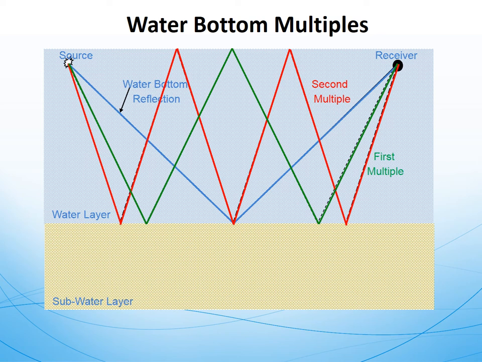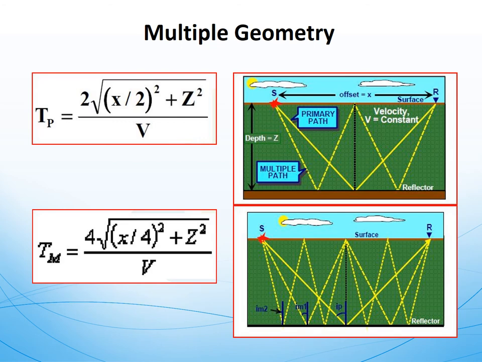So we look at the first type of multiple. The first one is the bottom multiple. You can see the blue color is your primary, the green color is the first multiple, and the red color is the second multiple. We can also use this multiple to calculate the travel time path from the source to the receiver. As shown in this example, the primary signal TP, which is sent from the source and goes straight towards the receiver, can be represented by this equation, where S is the offset, Z is the depth, and V is the velocity.